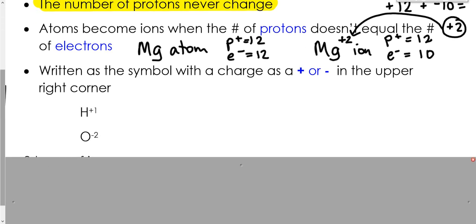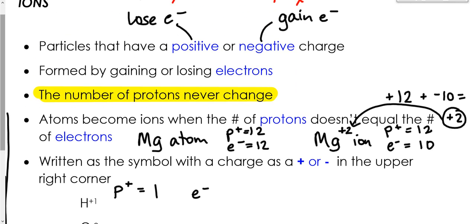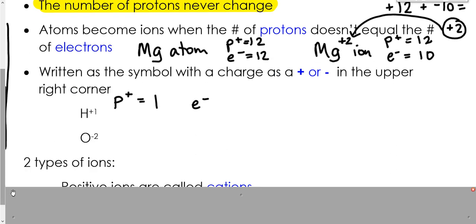And let's go through these 2 examples. Okay, hydrogen atom. If you look it up on your periodic table, hydrogen has 1 proton, that's its atomic number. With a +1 charge, if it's positive overall, you're losing electrons. So what's happening is I am losing 1. I have 1 extra positive than I do negative. So my protons are 1, my electrons would have to be 0.